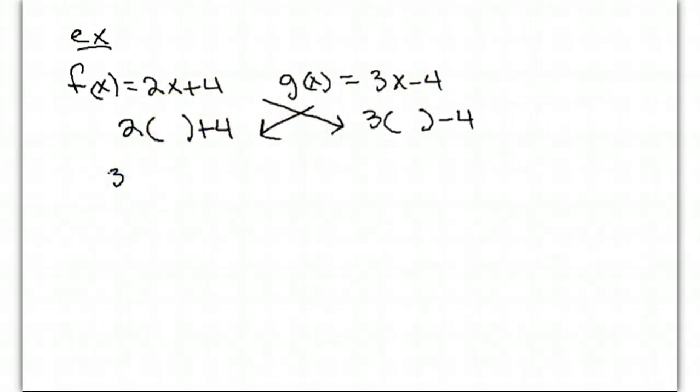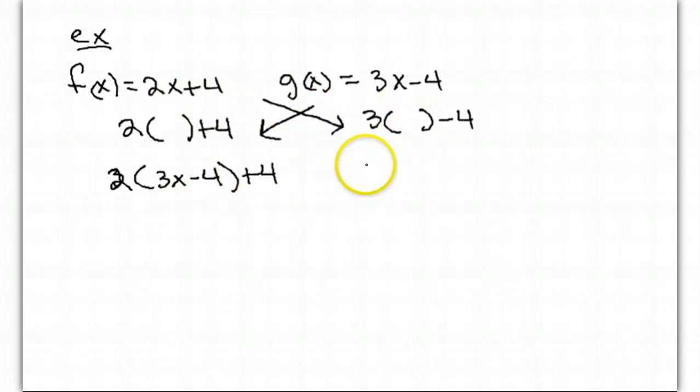So you have 2 parentheses 3x minus 4, and then don't forget the plus 4 on the outside. And in this parenthesis you're going to put what f is equal to, which is 2x plus 4. So you've got 3 parentheses 2x plus 4, and then minus 4.